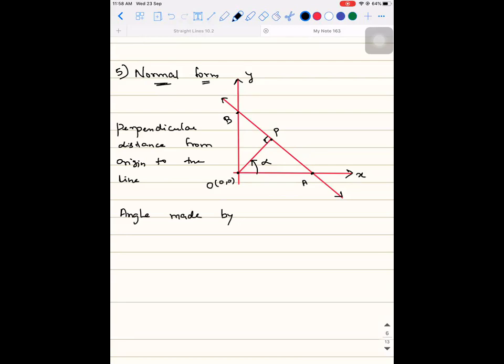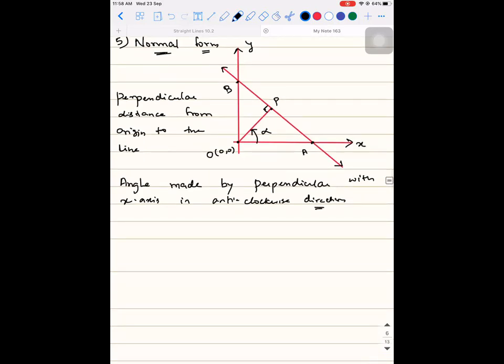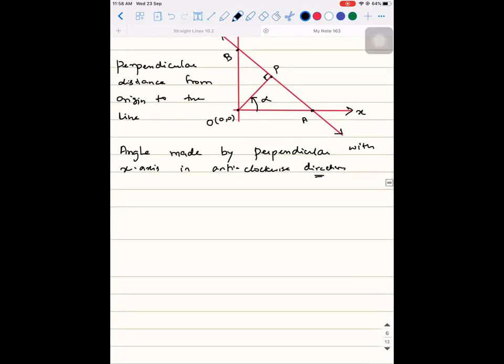Angle made. Many people commit a mistake by taking the angle made by the line with the x-axis. No. The angle made by the perpendicular with the x-axis, in which direction? Anti-clockwise. In the anti-clockwise direction. So once you do this, observe. Since you have right-angled triangles, what can we think of? We can think of trigonometry.